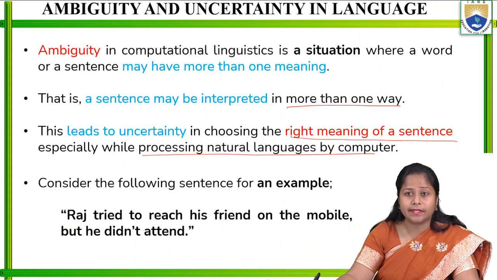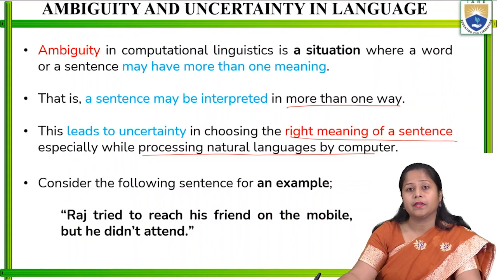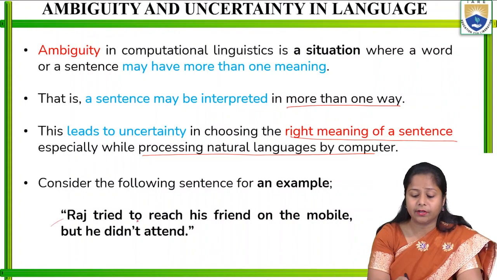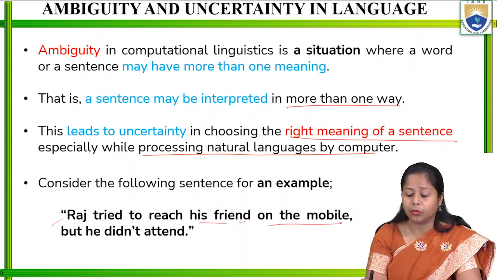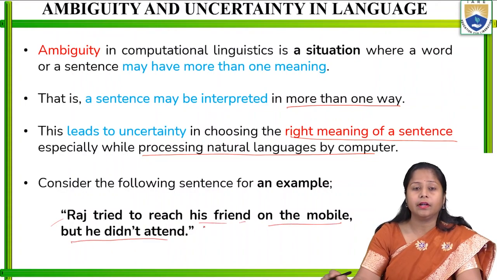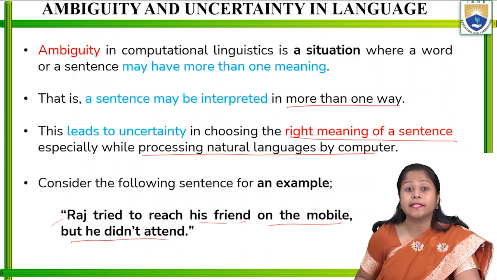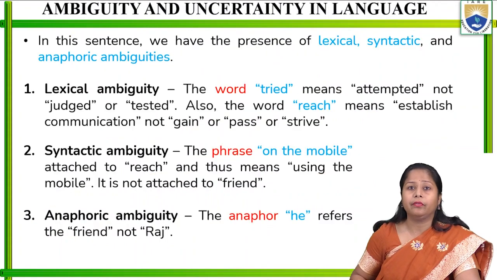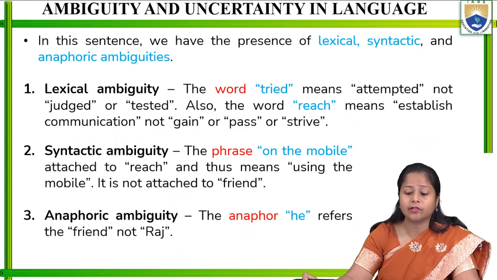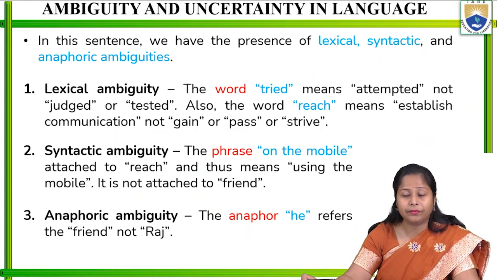Consider the following sentence as an example. Suppose Raj tried to reach his friends on the mobile, but he did not attend. There can be many meanings of this sentence. In this sentence we actually have the presence of lexical, syntactic and anaphoric ambiguity. These 3 types of ambiguity are found in this sentence.